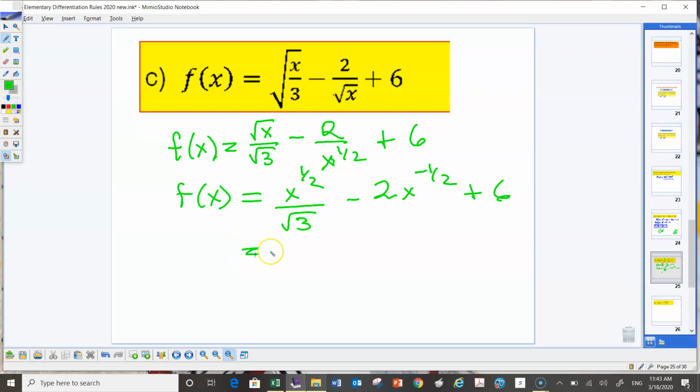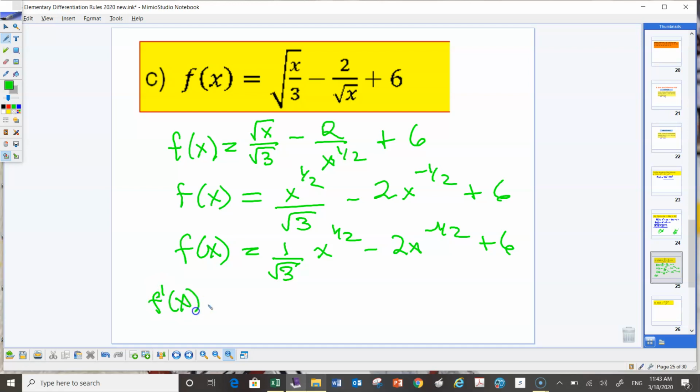Just to simplify this a little bit more, this root 3, which is in the denominator, could really be considered a coefficient of 1 over root 3, x to the 1/2 minus 2x to the negative 1/2 plus 6. Now I have my function in a derivative-friendly form. So to take the derivative, I'm going to show you all the work here. I'll leave the 1 over root 3 out front.